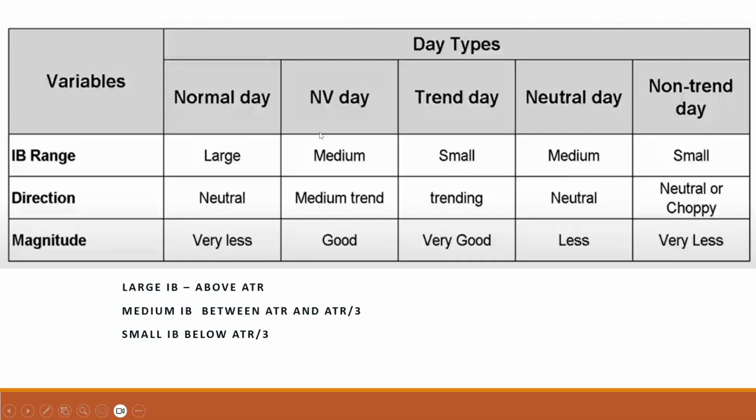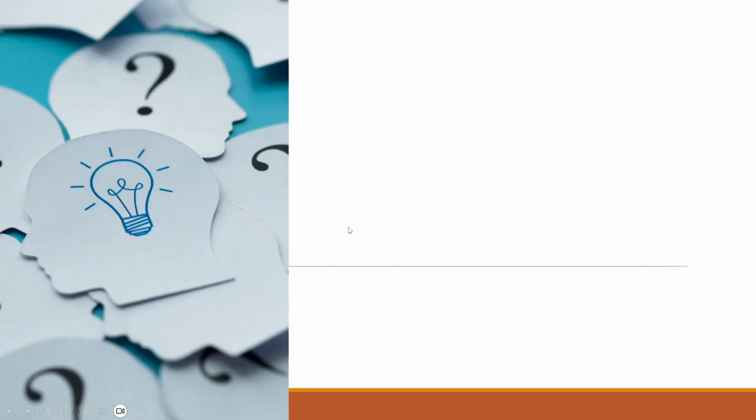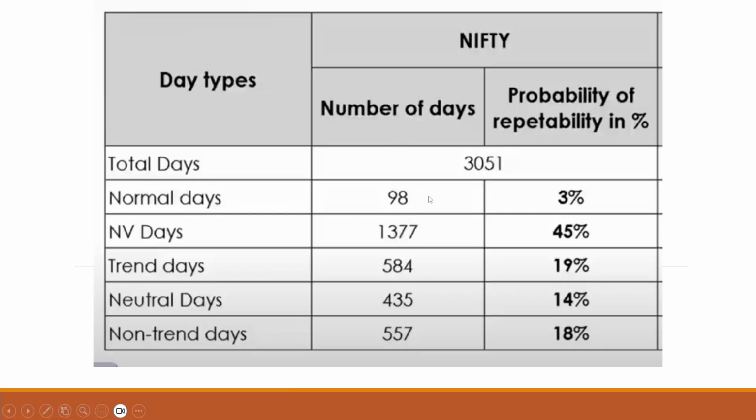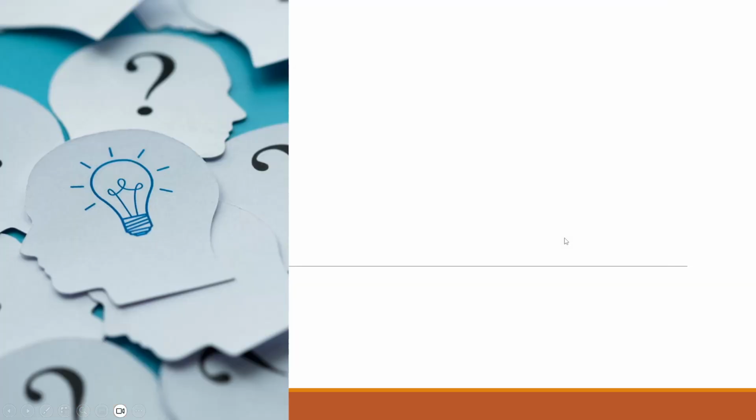So we could have easily got a good profit. I also made some profit today. This is the kind of day which we predicted. It is a medium kind of IB, so we can expect a medium trend. That is a normal variation day, and the magnitude will be somewhat good. So that was a good trade today. These were the probabilities which I showed in the last video also. The chance of a neutral variation day is around 45%. So that is a good setup for us for trading.